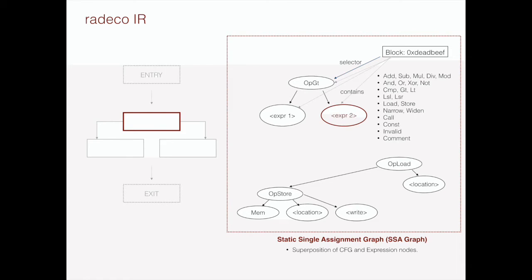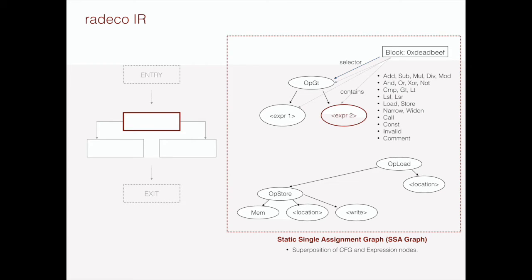The block basically has an edge called a selector, which points to the node which decides the control flow. So here in this example, you can see that the selector edge points to the comparison operator creator, which takes in two expressions, sub-expressions which are just subtrees. So depending on whether the OP creator evaluates to true or false, the block takes the true or false edge.